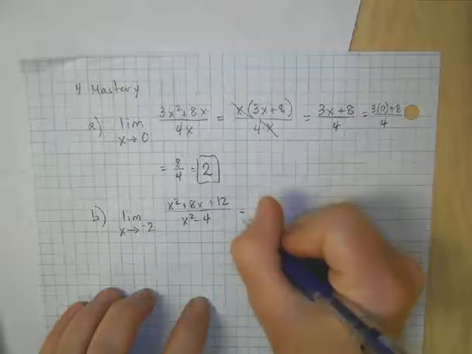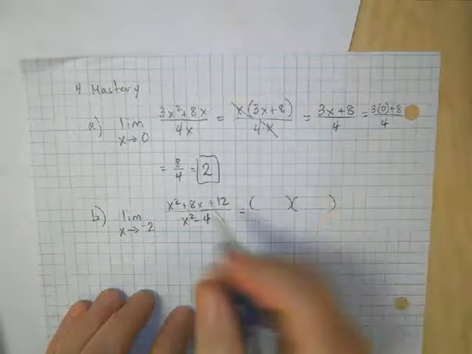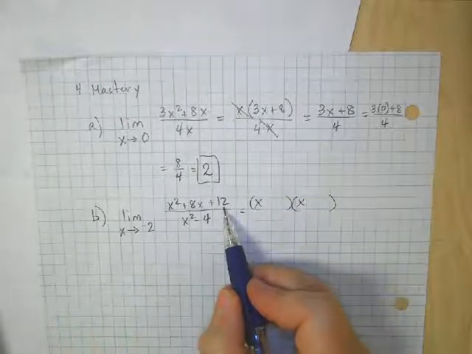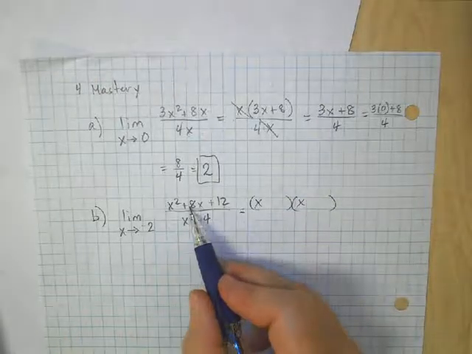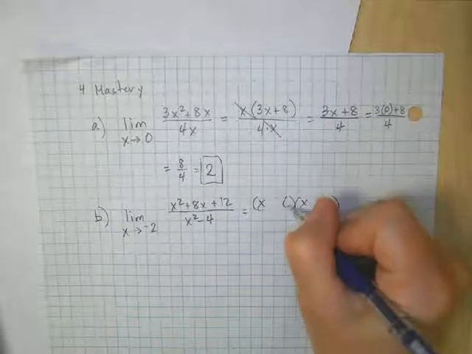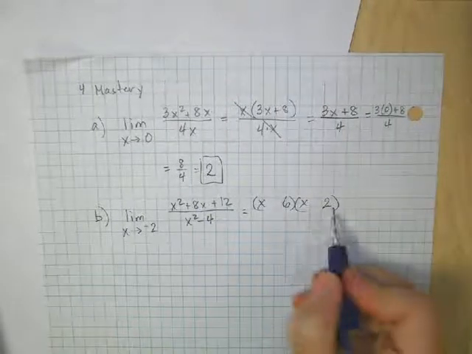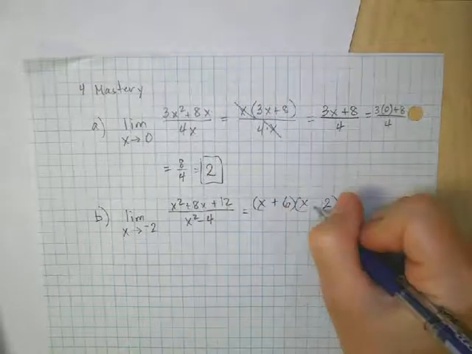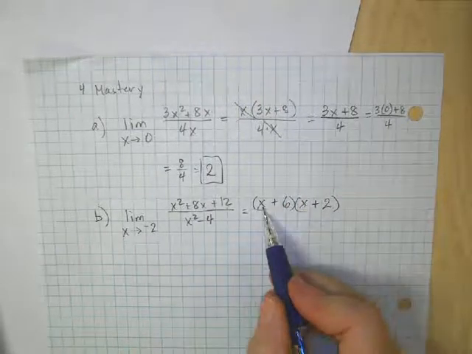So on the top, x squared, I get that by doing x times x. To get 12, I could do 3 times 4, but those don't add to 8, so I think it's going to be 6 and 2. 6 times 2 is 12. And to get both of these positive, both of these have to be positive. 6x plus 2x, yep, that's 8x.